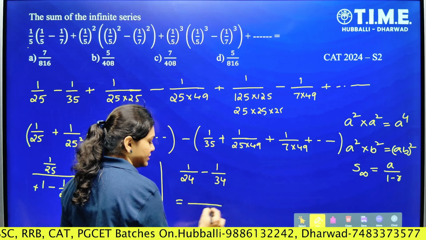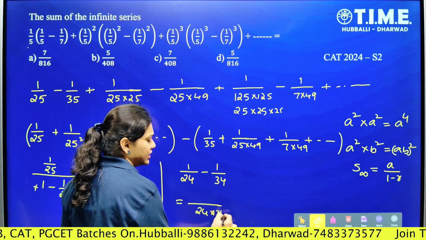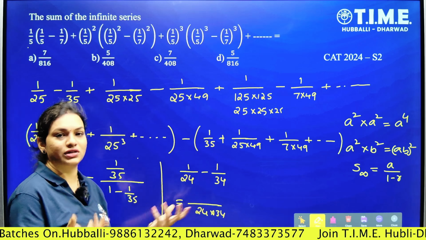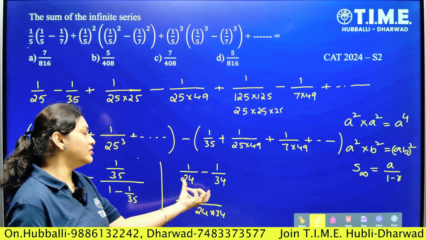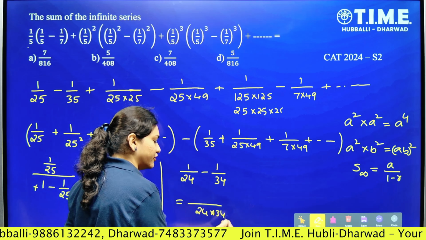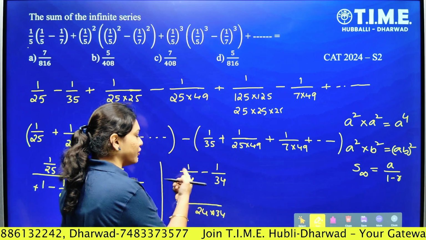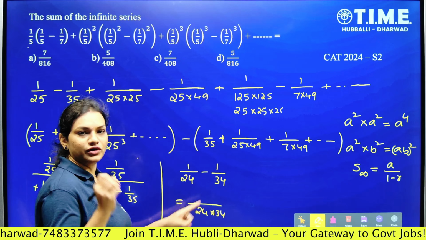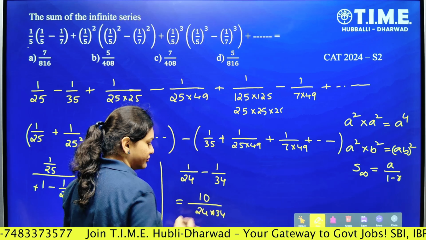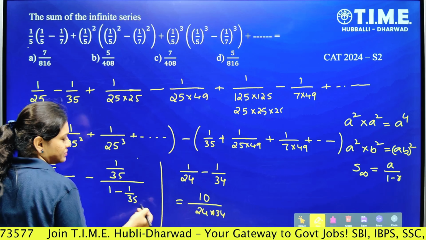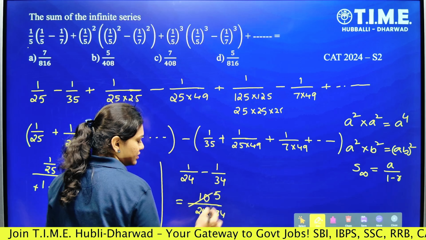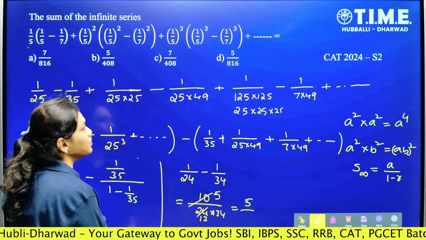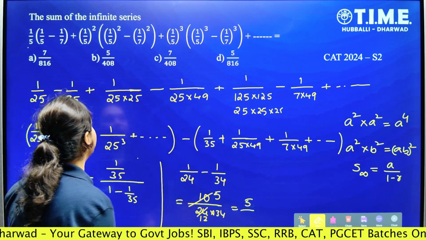Now, do not try to find the LCM of 24 and 34, because we only have two terms. Directly we can multiply 24 into 34. So 34 ones are 34, 24 ones are 24, and 34 minus 24 gives us 10. So this is the final answer, and we have to simplify this. 2 5s are 10, then 2 12s are 24. It is 5 upon something. We will use the options method because we don't have this value directly here.